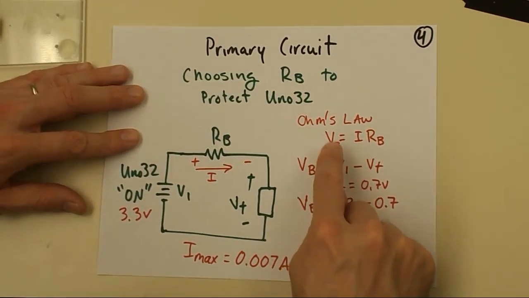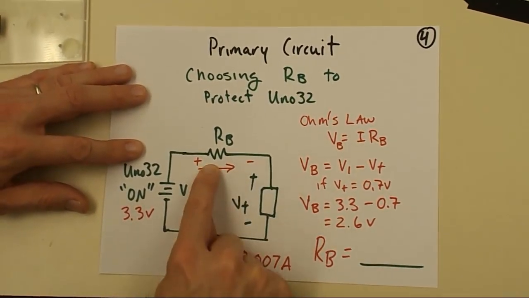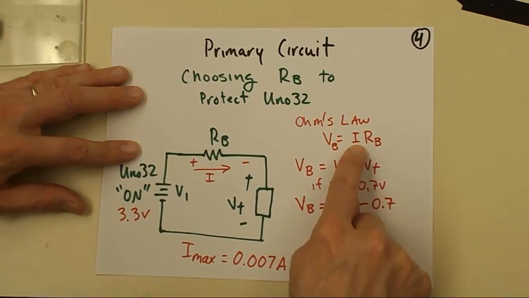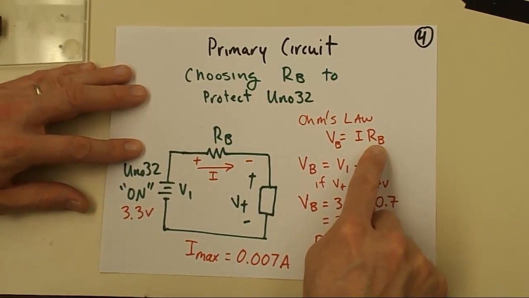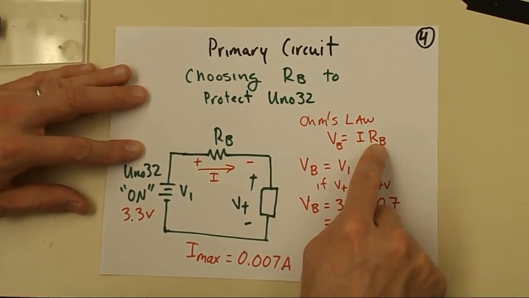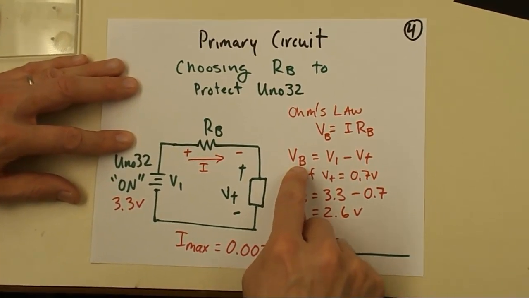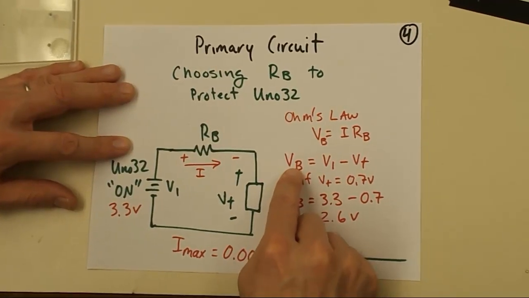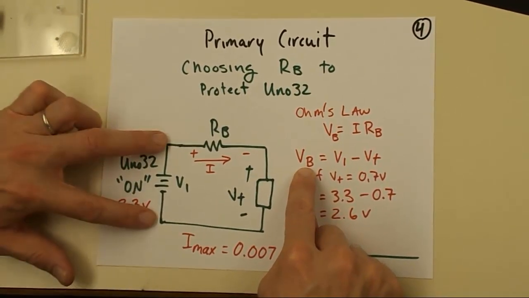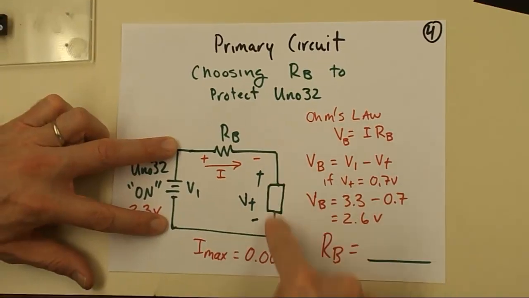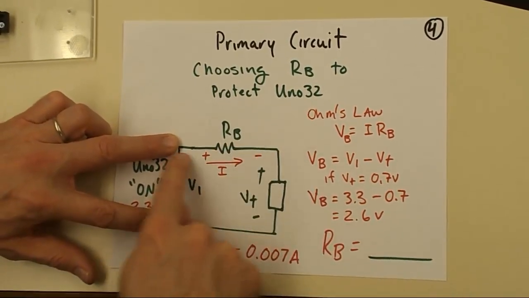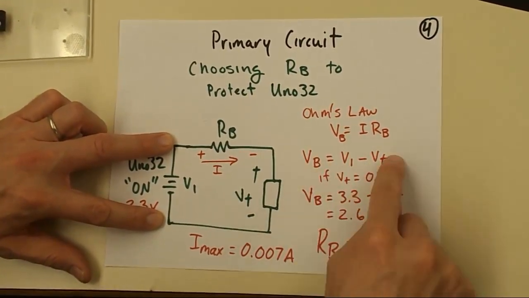So Ohm's law, of course, is the voltage across the base resistor is equal to the current going through it times the resistance of that base resistor. So the resistance is the piece we don't know. So what do we know? We know that the voltage across that resistor is equal to the source voltage minus the transistor voltage, the difference between the two. And so we need to determine that.